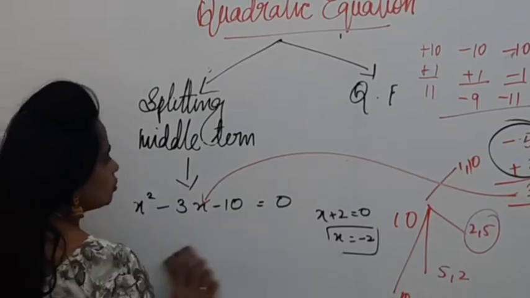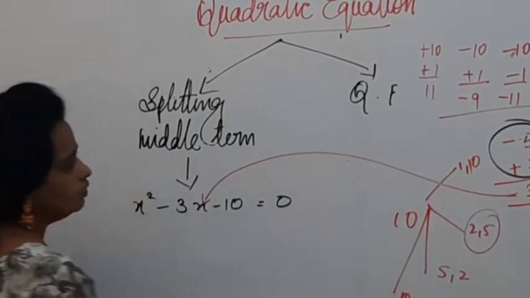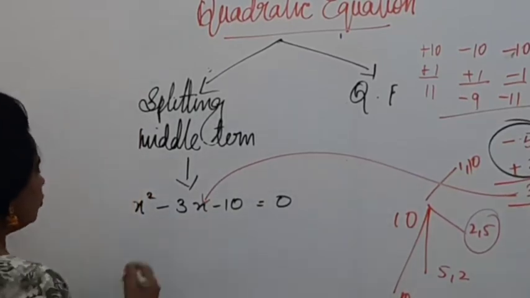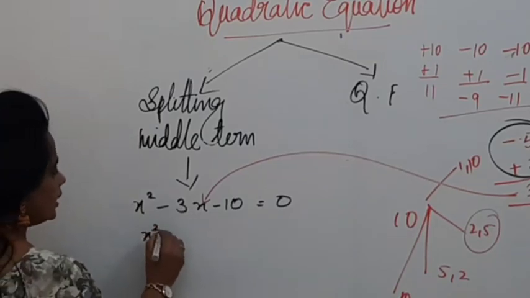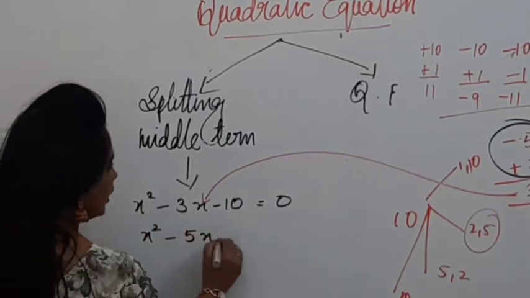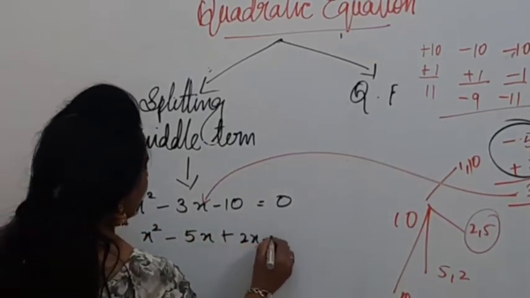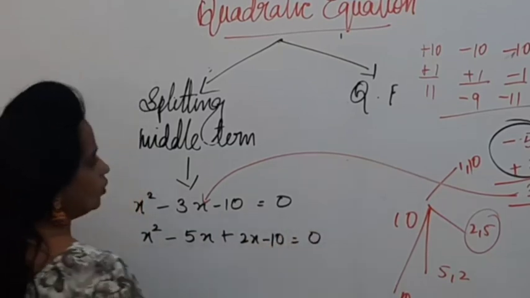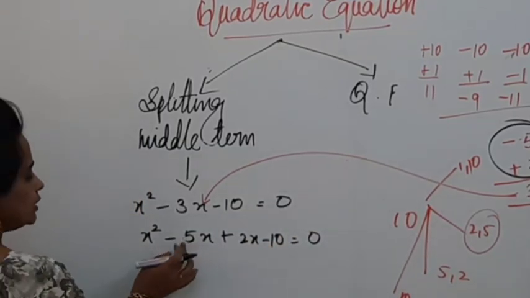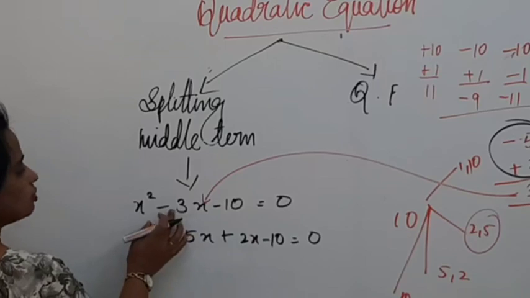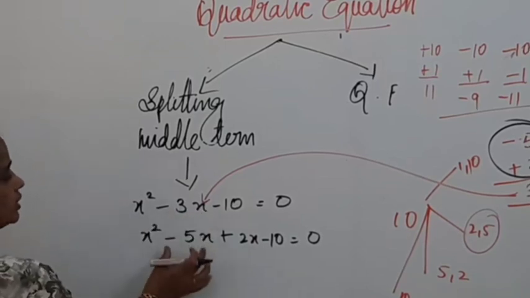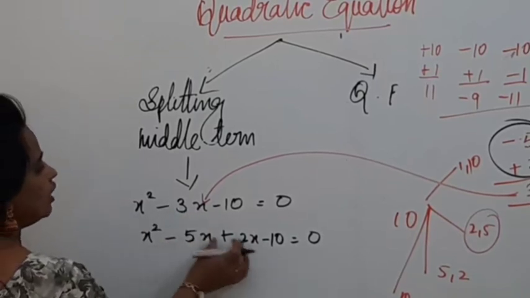So how do I split the middle term here? Now I got minus 5. I am going to split this term: x squared minus 5x plus 2x minus 10 equal to 0. Now you can see I split minus 3x as minus 5 plus 2. That minus 3x is split like minus 5 plus 2.